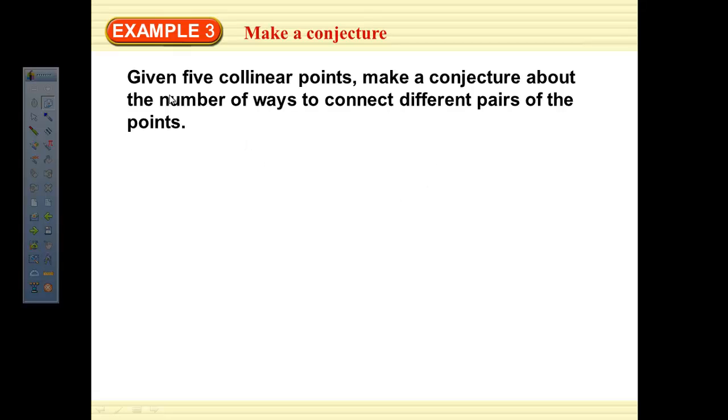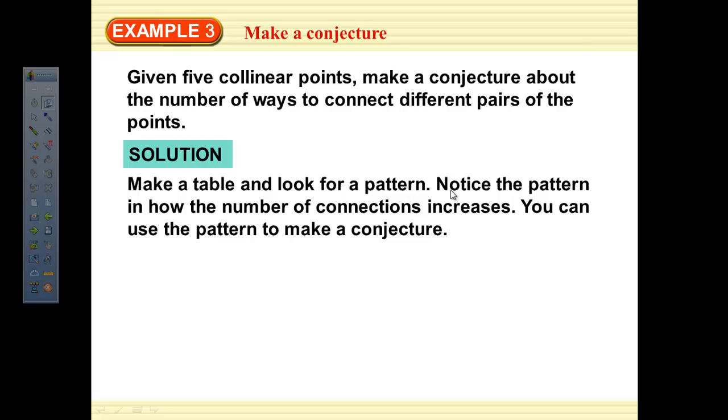For this example, we're given 5 collinear points. We want to make a conjecture about the number of ways to connect different pairs of points. So what we would want to do here is make a table and look for a pattern and try to see how the pattern is connected, so then we can make a conjecture.